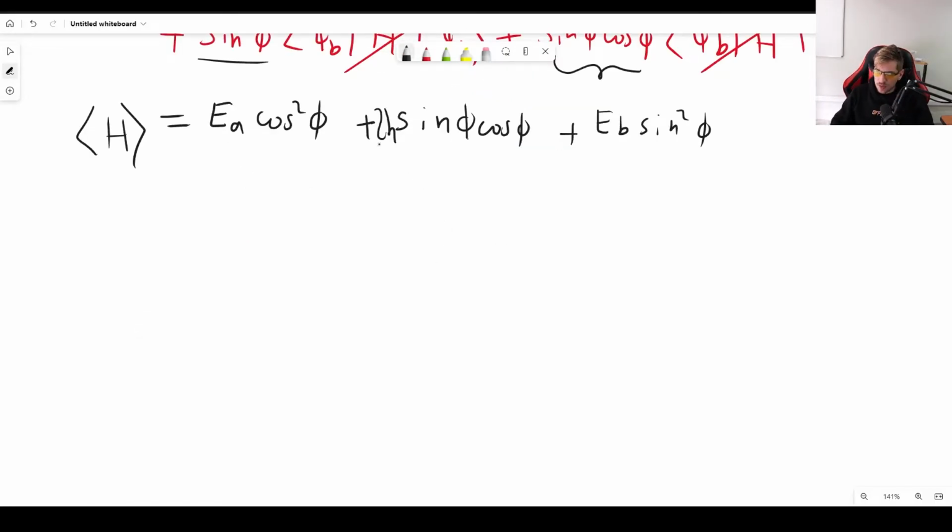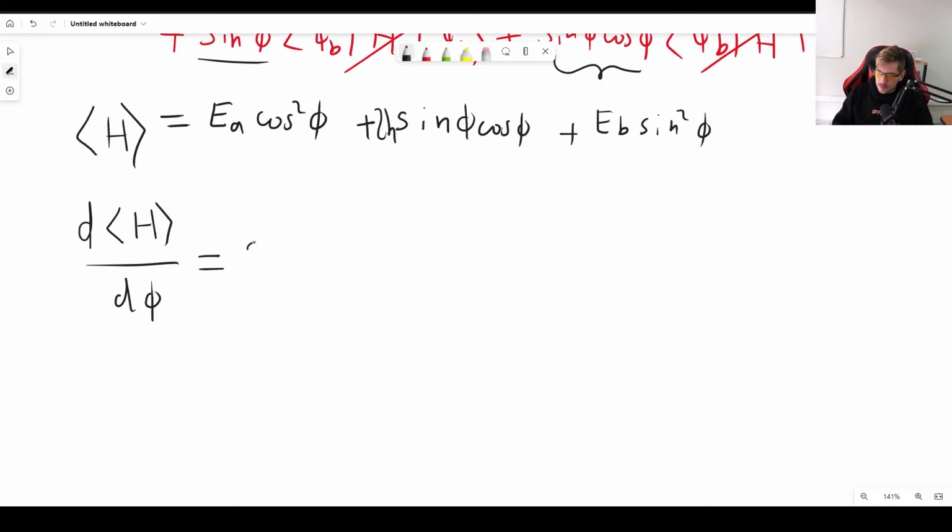Okay, so now we want to find the smallest possible value for this energy, right? Which value for phi makes this energy as small as possible so that we can get as close as possible to the ground state energy as we can. So let's take the derivative of the expectation value of H with respect to our variational parameter phi. So let's take each one of these derivatives.